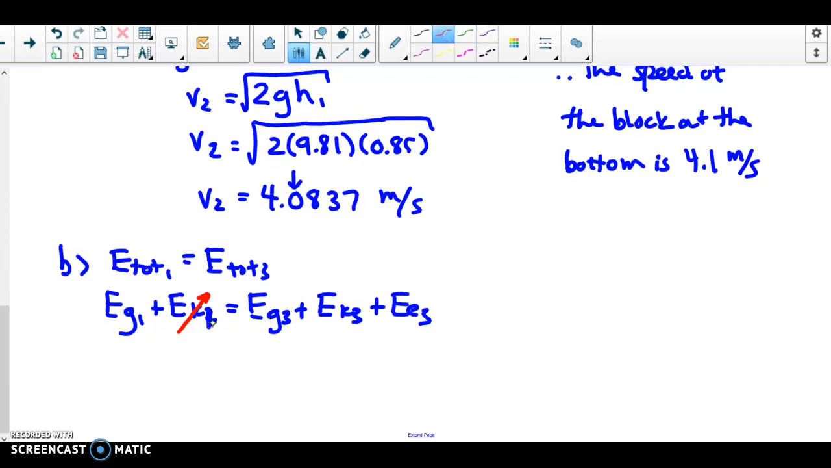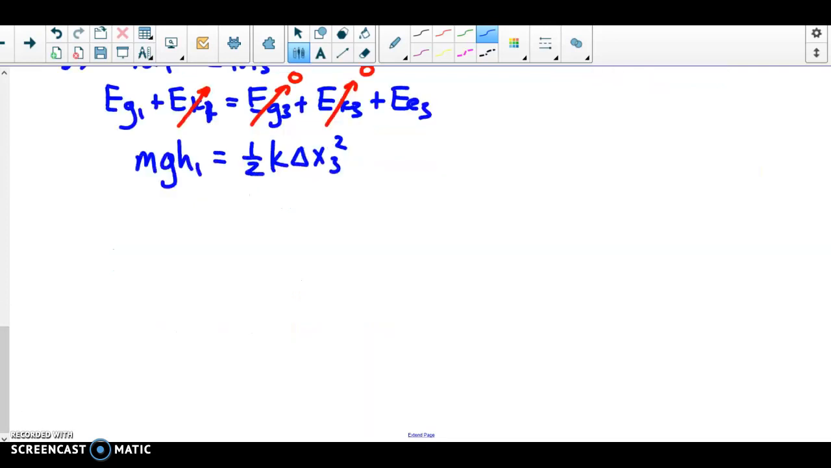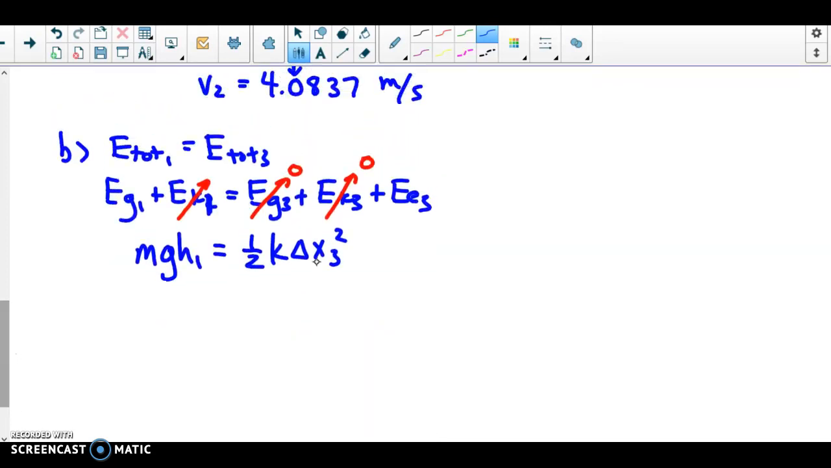Initially, it has no kinetic energy. In the end, it's at our reference height. It has no gravitational potential energy. It's stopped. It has no kinetic energy. It only has elastic potential energy. So gravitational potential energy to begin with is mgh1. Elastic potential energy at the end is 1/2 k delta x squared. Keeping in mind, I've got to convert all of my delta x's to meters. Heights are in meters, masses are in kilograms.